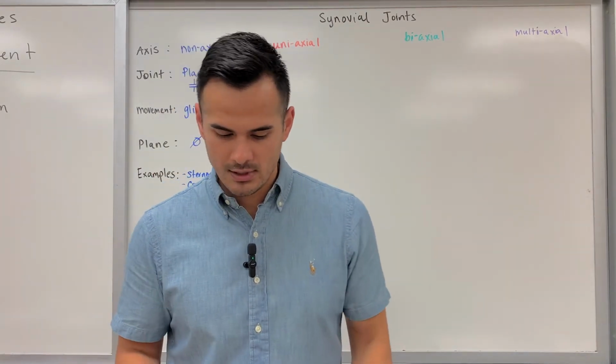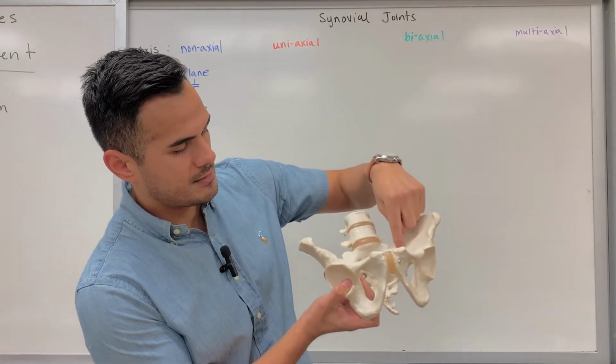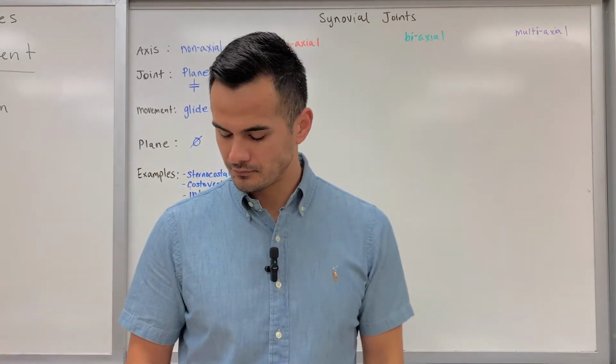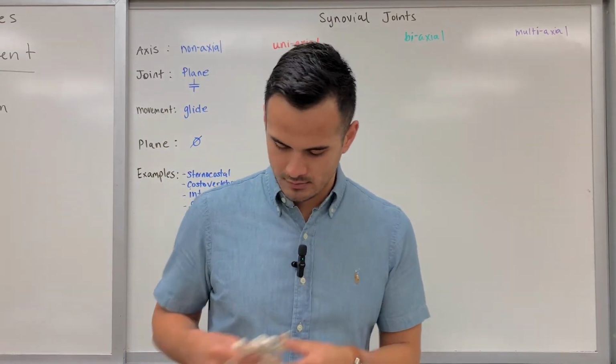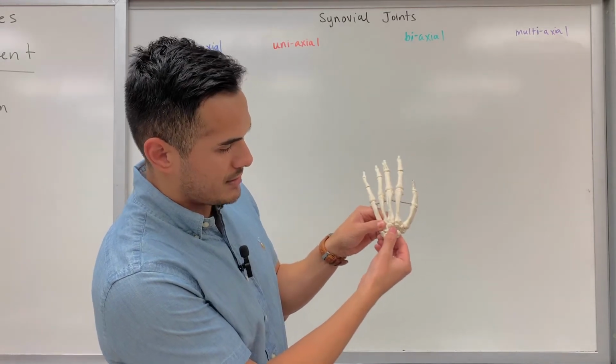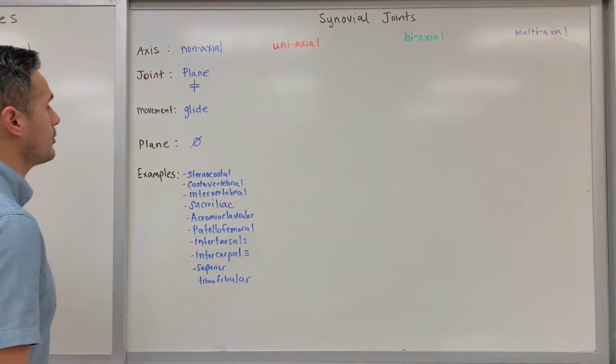So the next example to include, remember once again, this is the sacrum, this is the ilium. So you have the sacroiliac joint, which forms there. And you also talk about the carpal bones, so in between these, this is just a plane joint. Okay, so those are a couple of examples for the plane joint.